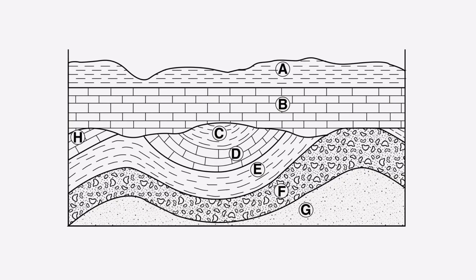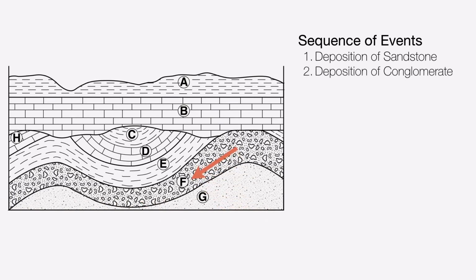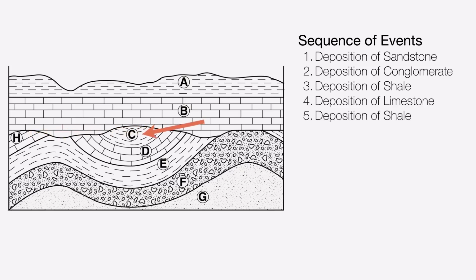Here's a sequence. No faults, no intrusions, but we do have some other stuff happening here that's a little tricky. So again, let's follow the law of superposition. Layer G, the sandstone, was deposited, then the conglomerate, the shale, the limestone, which is not just here at point D, it's also the same as point H. That's the same layer. And then above that, the shale, layer C.